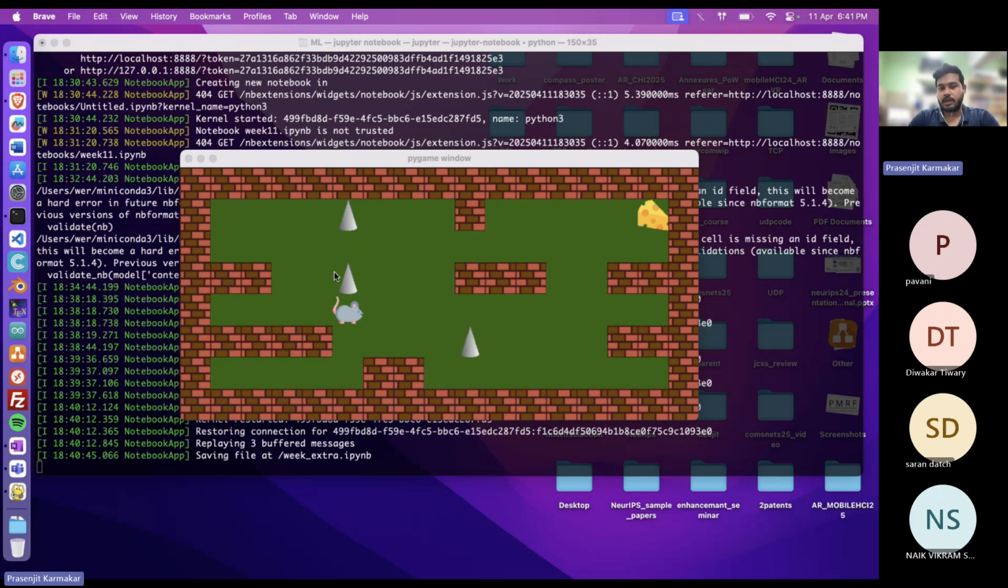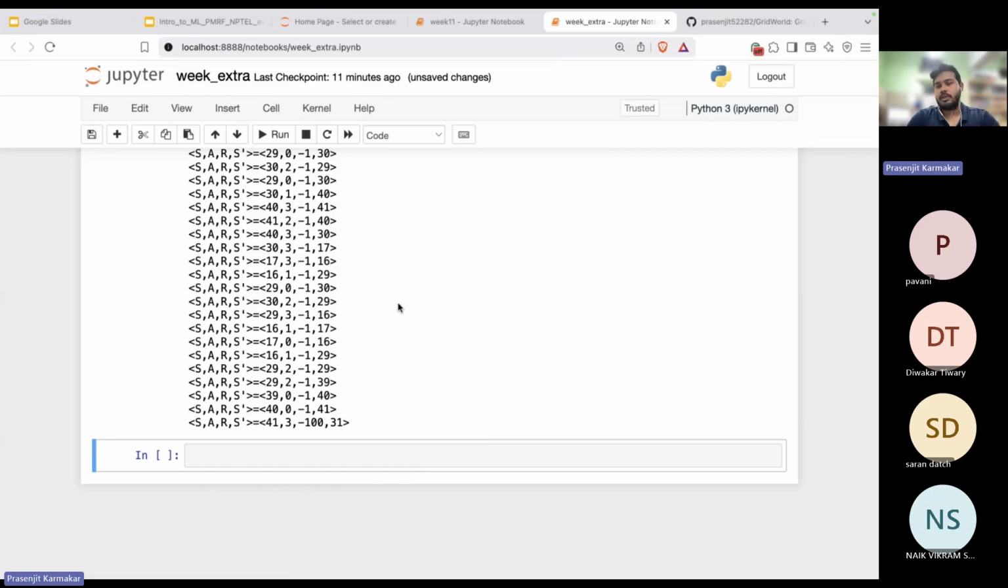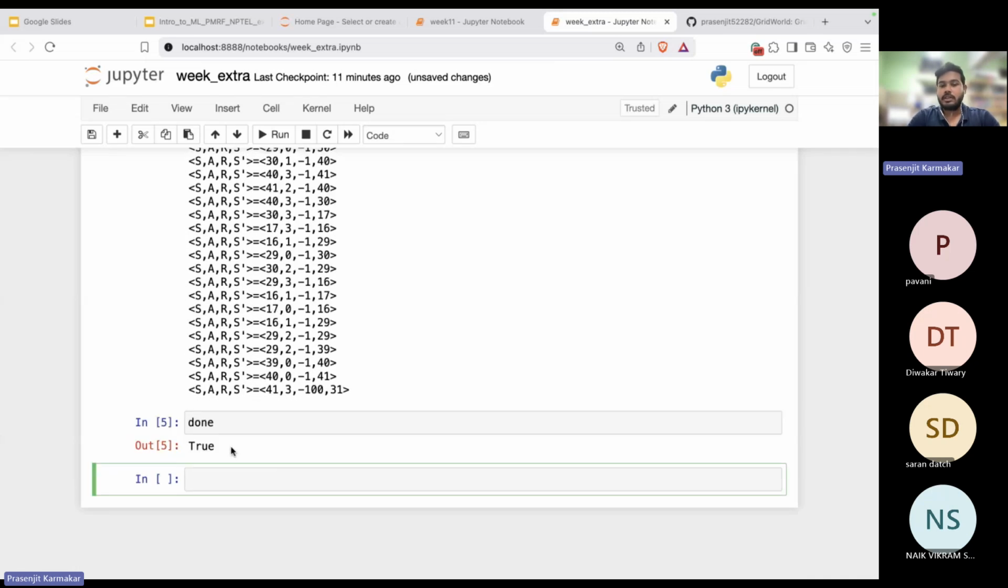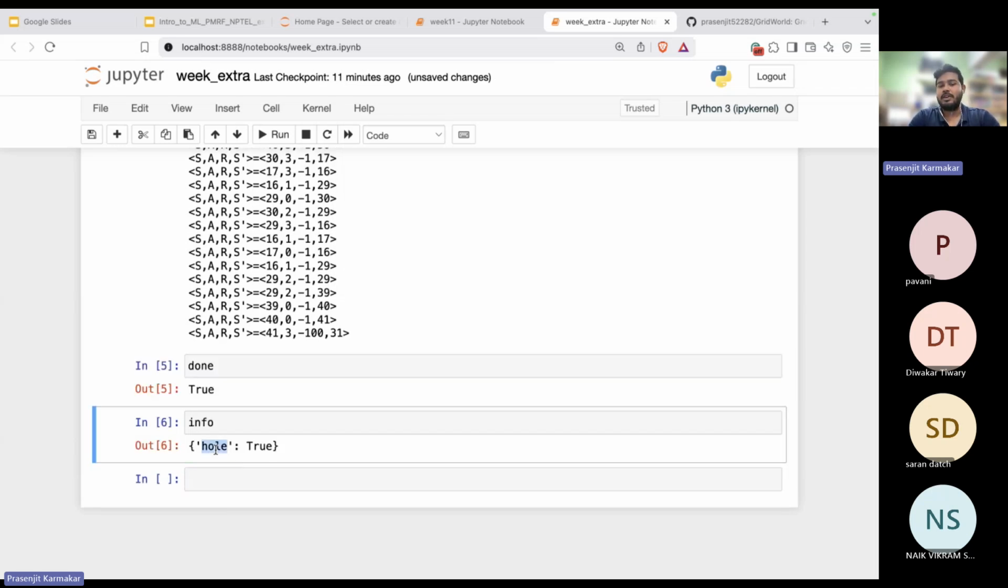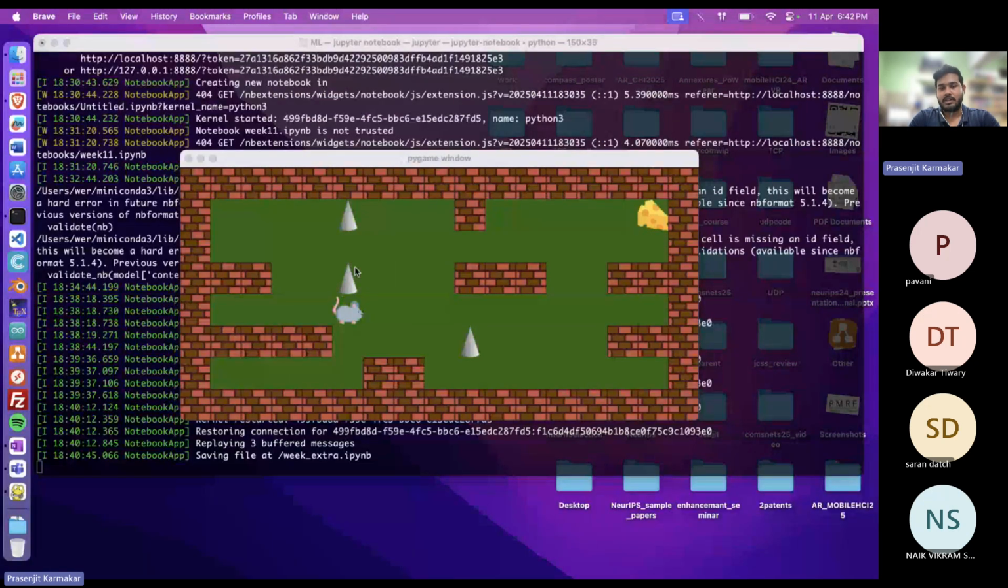Okay, it kind of fell into this spike. Now you get the episode and all those things. And see, if I check the done variable, it is actually true now, right? So it basically ended. The game has ended. And I can check the info variable too, right? It's actually hole. So it fell into a hole, or basically a spike. Here it's a spike.